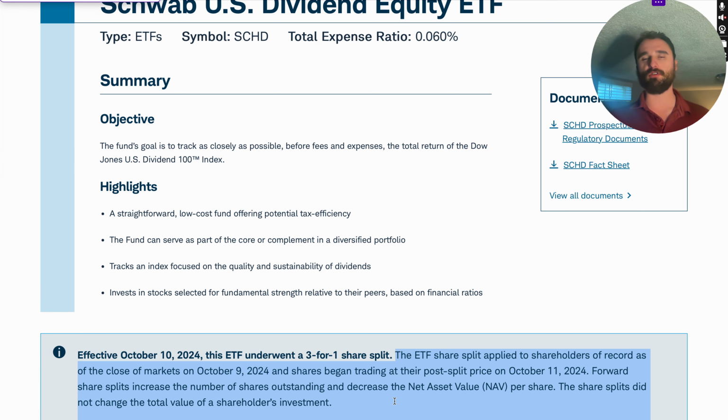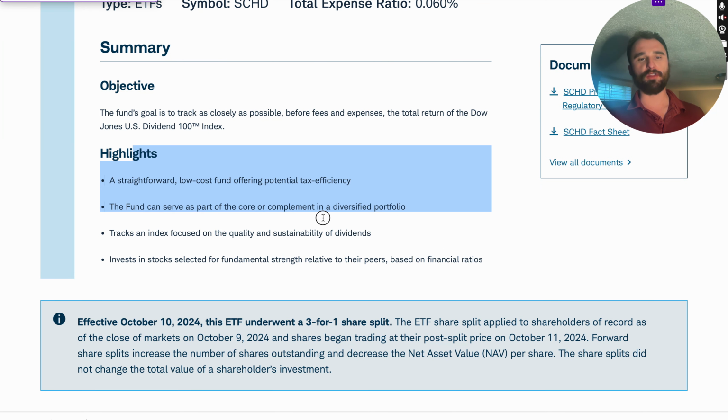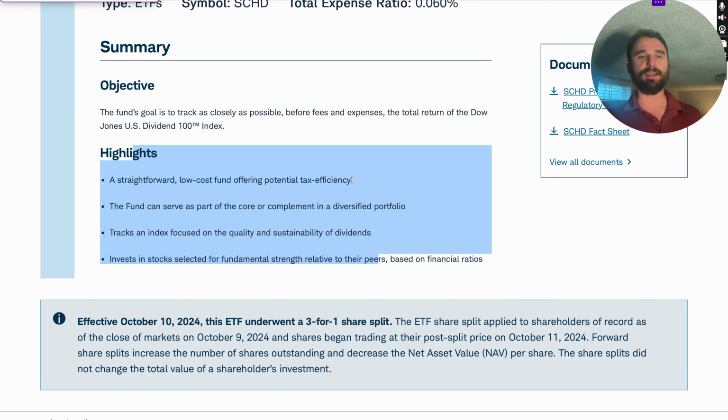So the share price goes down by a factor of 3. But you get 3 times the number of shares. So they did do a forward split, 3-for-1. But it goes over the highlights of this fund, what it's investing in and everything.